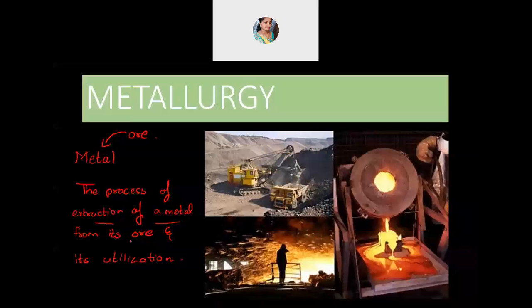Yesterday we started with metallurgy, and I told you metallurgy is the process of extraction of metal from the ore and its utilization. The whole process where you try to get the metal from the ore and utilize it for our purpose comes under metallurgy. I have also mentioned its uses, and there are many.